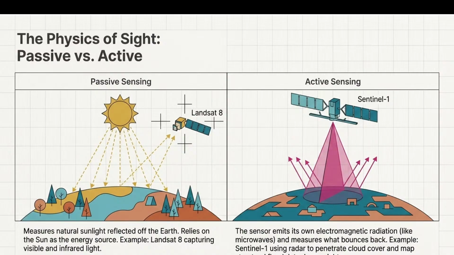But Sentinel-1, if you check, is another. Basically, it's active sensing. Active sensing emits its own energy. The sensor emits its own electromagnetic radiation, like microwave, and measures what bounces back. For example, Sentinel-1 uses radar to penetrate cloud cover and map structural data day or night. So Sentinel-1 is an active sensor. It emits its own energy and measures what bounces back. So that's the reason.